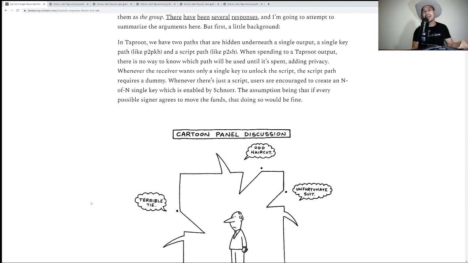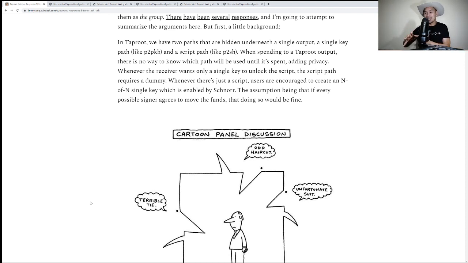The thing about the key path is that with the addition of Schnorr, it allows you to do not just a single key, but n of n. So if you have three keys, as long as all three agree, you can use the single key path in exactly the same way as a single key would, because as far as the blockchain is concerned, they can't tell which Schnorr signature is using MuSig.